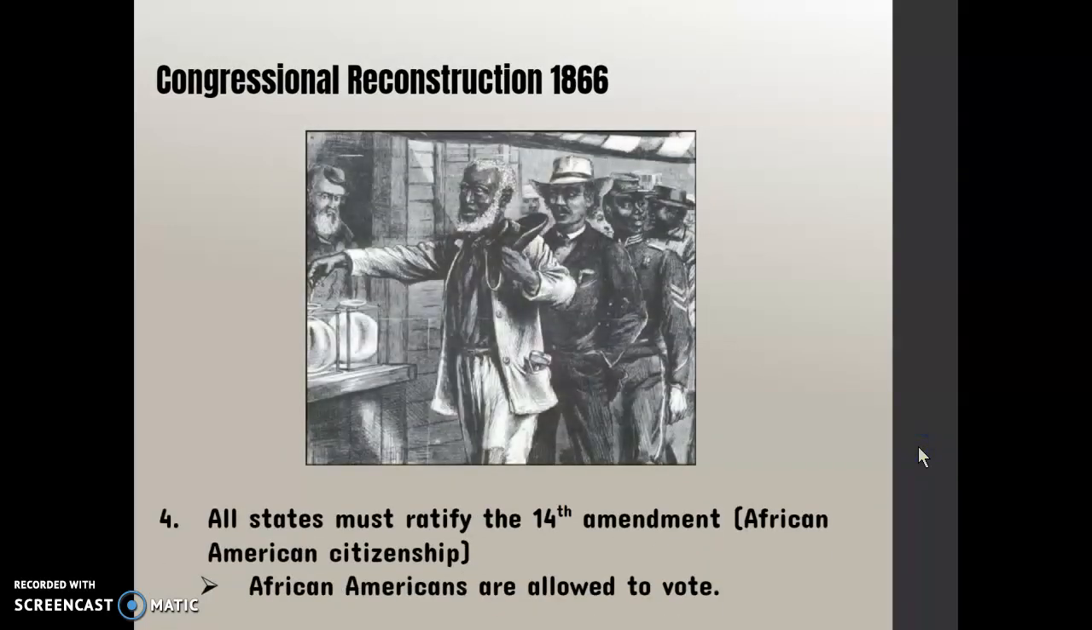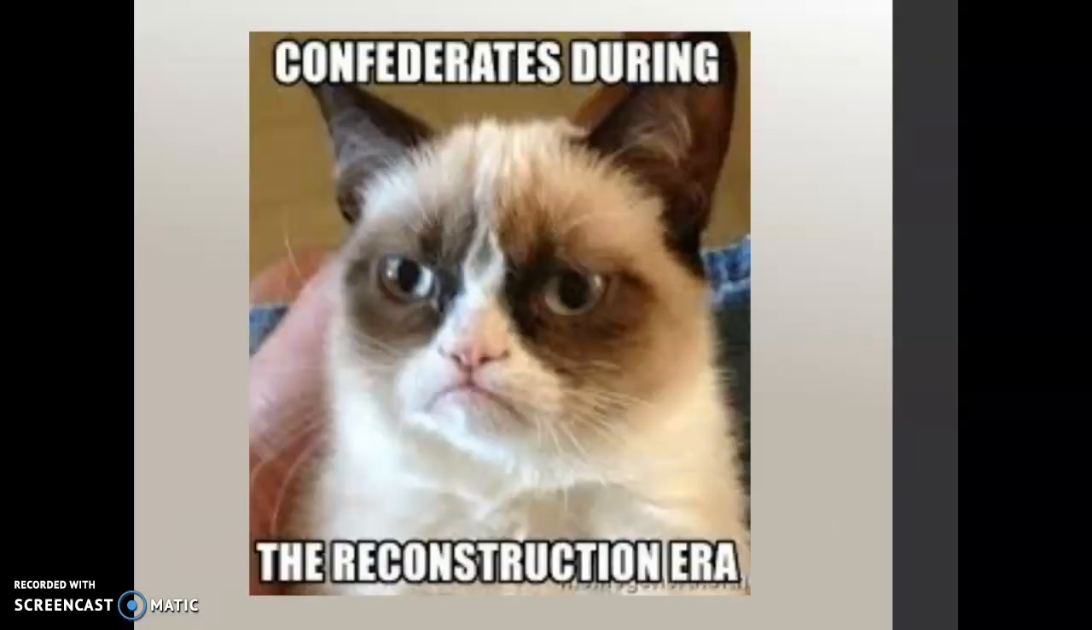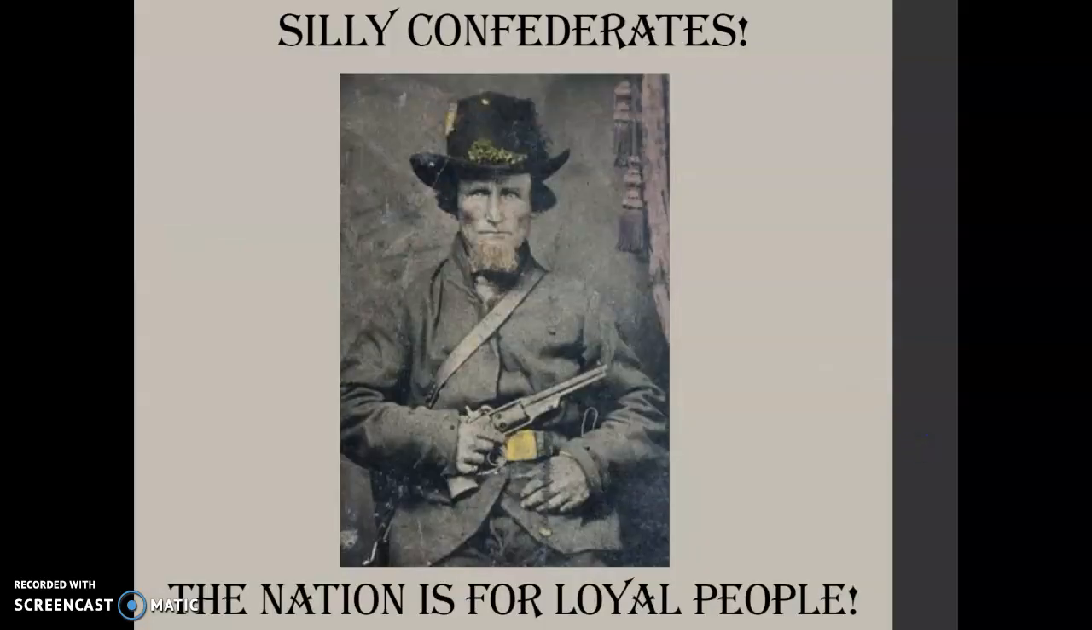Second, states must write a new constitution which bans slavery and secession before they can even form a government. 3, Southern men cannot vote unless they take a loyalty oath. 4, all states must ratify the 14th Amendment, which is about African American citizenship, and as a result, they must allow African American men to vote. Ooh, Confederates during the Reconstruction era, not happy. And that loyalty oath, not happy. Silly Confederates, the nation's for loyal people.